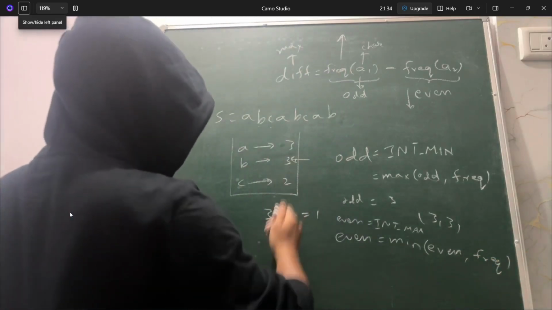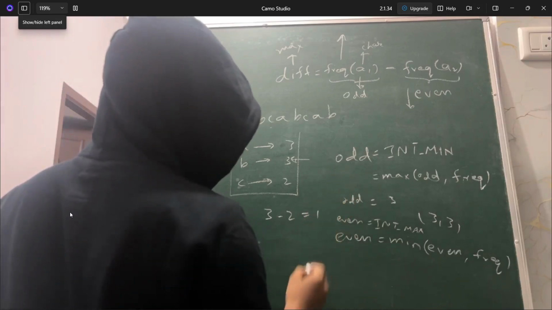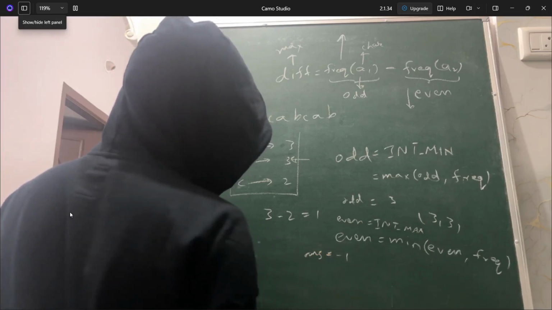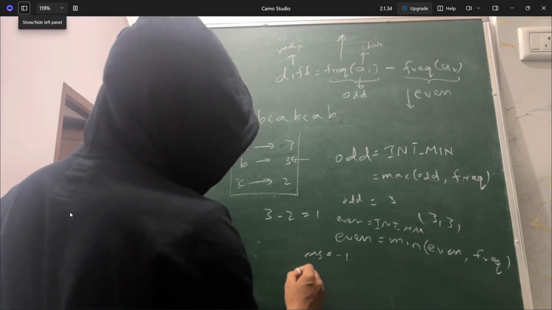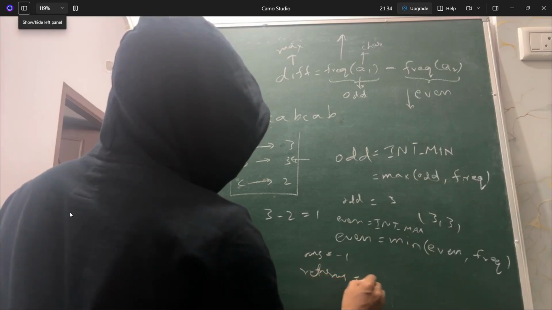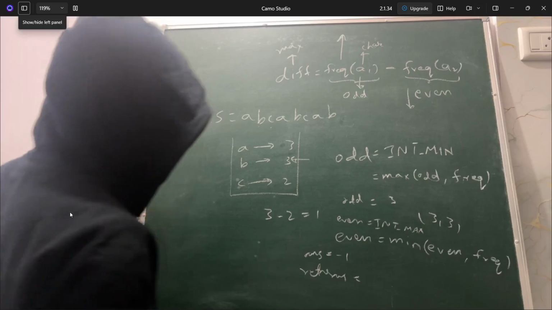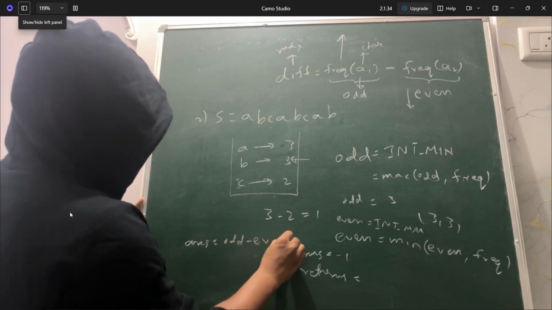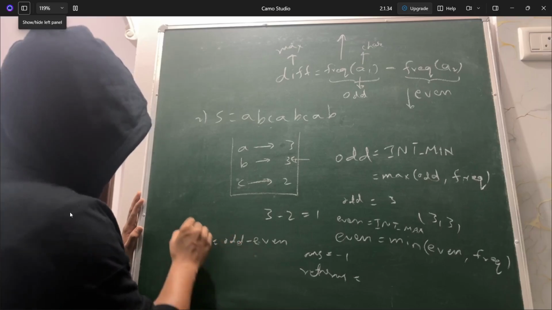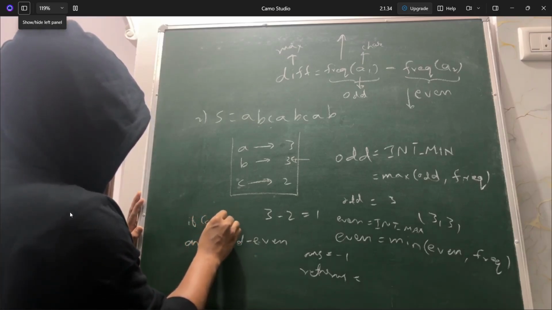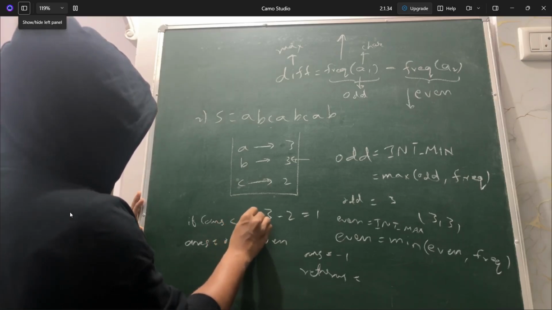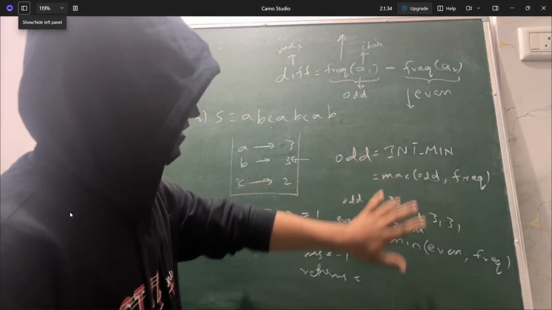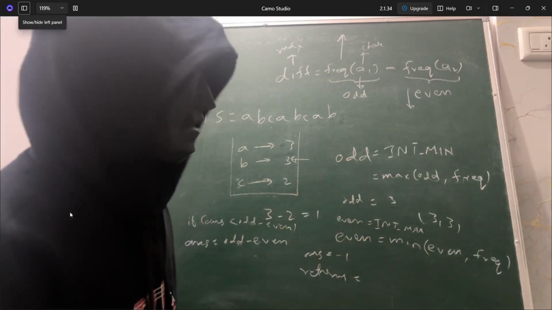So we'll try to minimize this value, and at the end we'll take one variable answer which will be initialized to, let's say, -1, and we'll return answer only. Answer is equal to odd minus even, but we'll have to check the max of this. Like if answer is less than odd minus even, in that case we'll update it. And also we'll have to check that odd and even are not equal to int minimum and int maximum, which means some values are set.